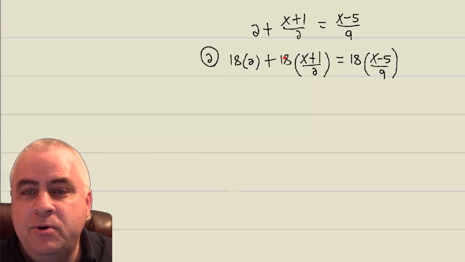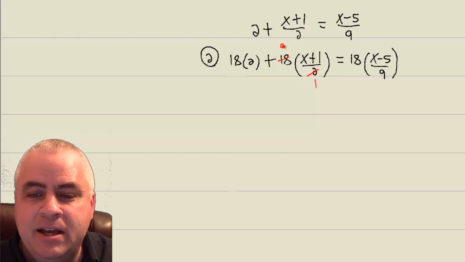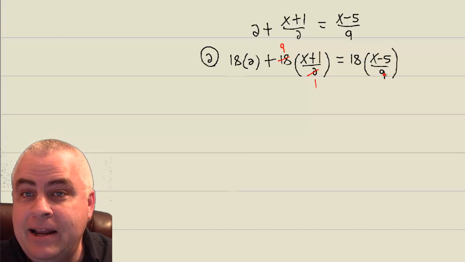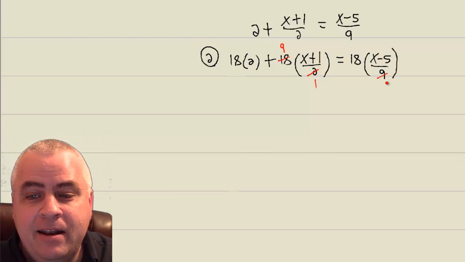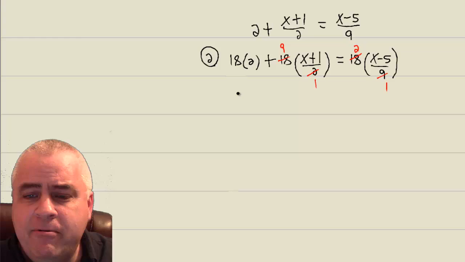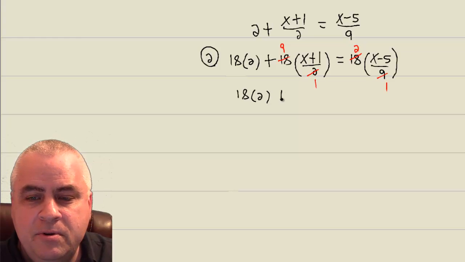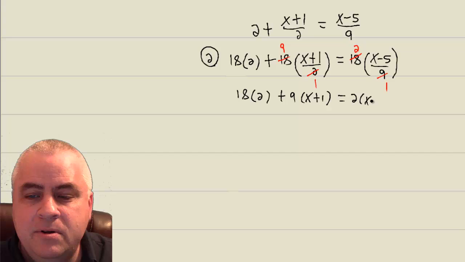So we got 2 and 18, both divisible by 2. 2 divided by 2 is 1. 18 divided by 2 is 9. And over here we got 9 and 18. They're both divisible by 9. 9 divided by 9 is 1. 18 divided by 9 is 2. So I'm going to write down what I have left before I multiply through. So I got 18 times 2 plus 9 times x plus 1 is equal to 2 times x minus 5.